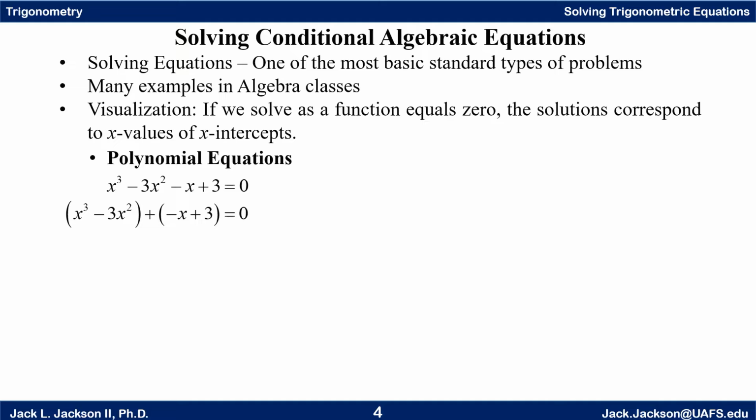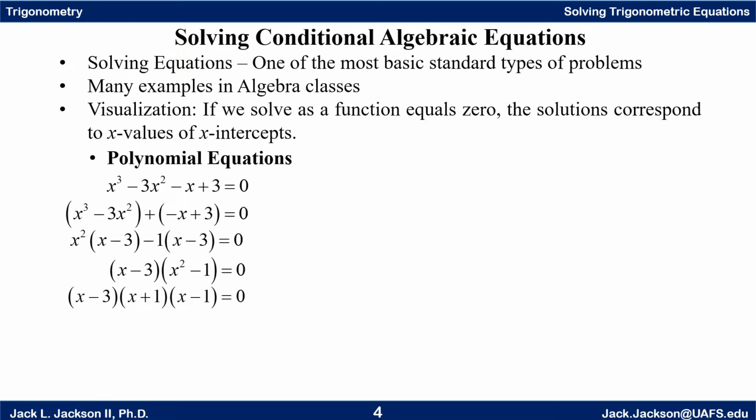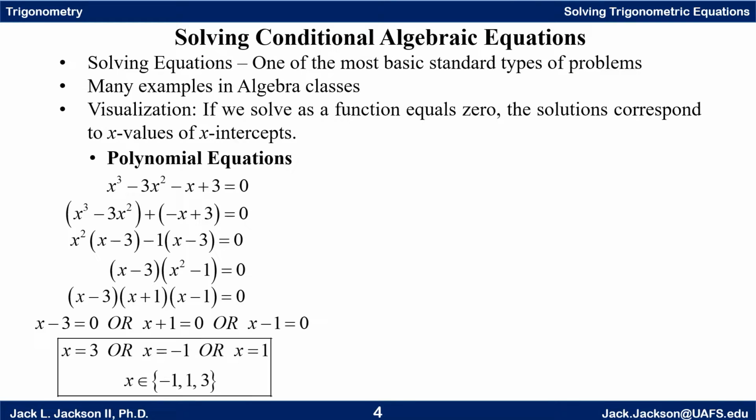Out of the first one, factor out a common factor of x squared, and out of the second one, factor out a negative 1 using the distributive property. And if you look, the remaining factor is x minus 3 in both cases. Factor that x minus 3 out, and we're left with the x squared minus 1, which is the difference of two squares, factoring as x plus 1 and x minus 1. Now, this one has three factors. Set each of the three factors equal to 0 and solve them by adding 3, negative 1, and 1 respectively to both sides. And so we get x equals 3 or x equals negative 1 or x equals 1.